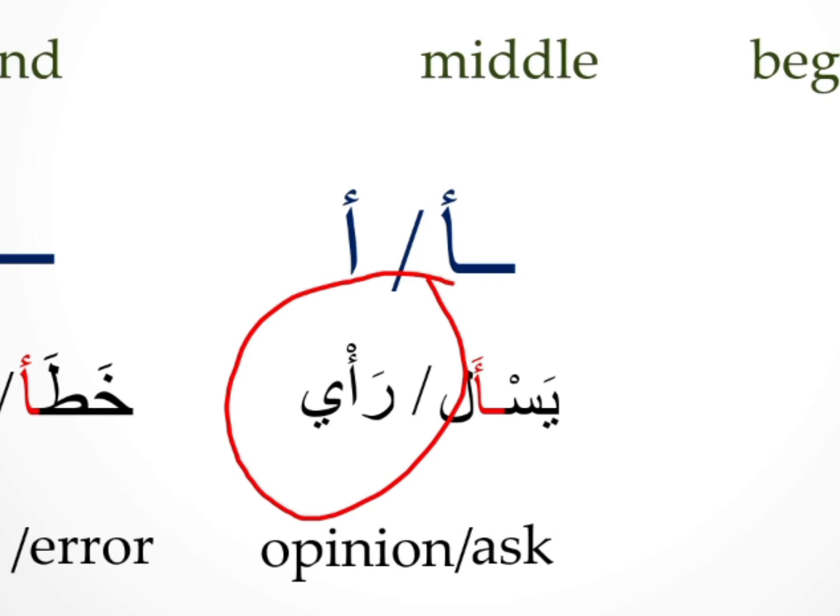So we covered the Alif letter and how to write it and how to pronounce it with fatha and kasra and dhamma and sukun. And we covered how to write it in different positions in the word.